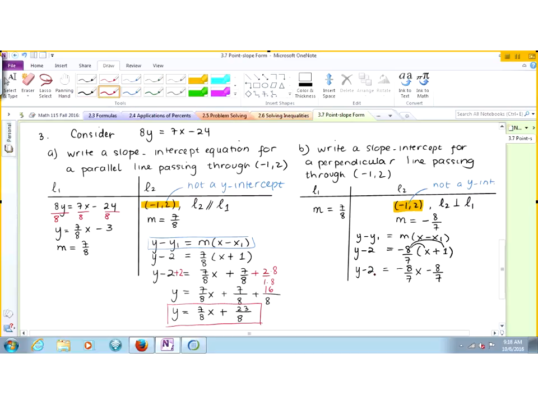What do I do now? Add 2 to both sides. Okay, now I'm going to wait for you. I'd like you to be able to do this. I want you to add those two fractions.